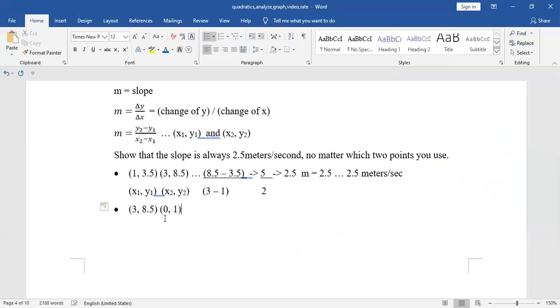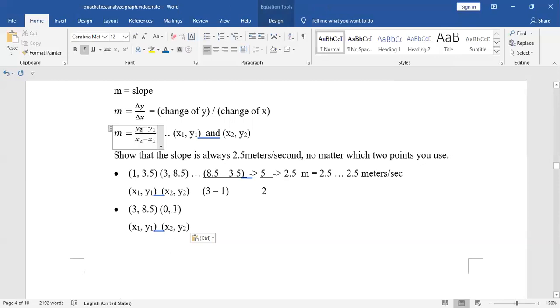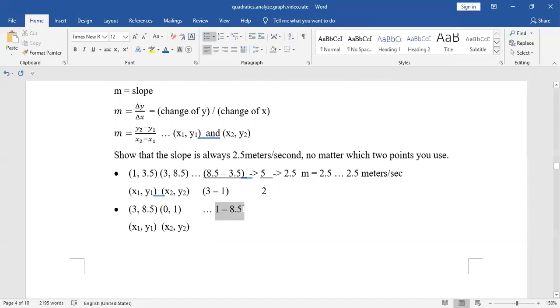Notice I'm flip-flopping the order of the points this time to show you it doesn't matter. So I'm going to label the first point x1, y1, and I'm going to label the second point x2, y2. So this is x1, this is y1. This is x2, this is y2. And now I'm going to use my formula. Subtract the y's on the top, so y2 minus y1. My y2 is 1, my y1 is 8.5, so that's going to be 1 minus 8.5. I'm going to put a fraction bar, and below that, the formula is x2 minus x1.